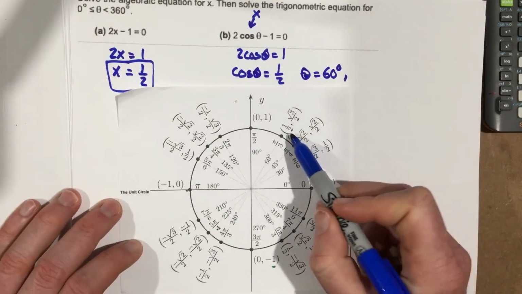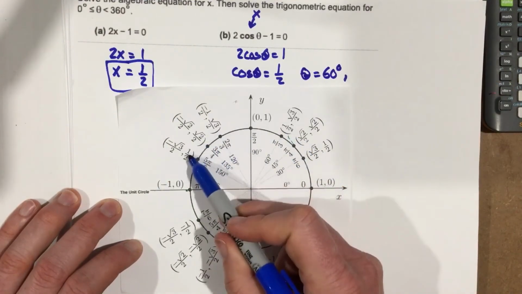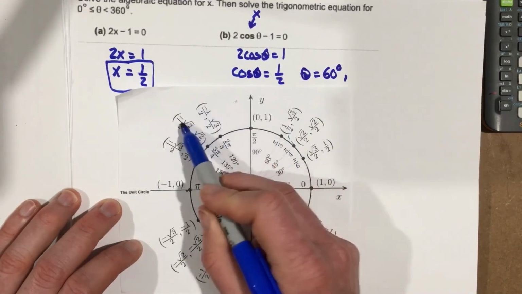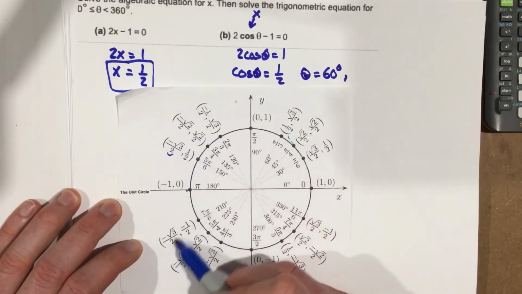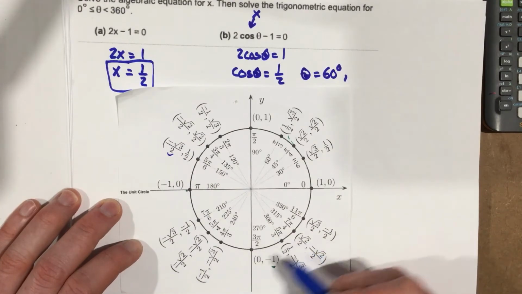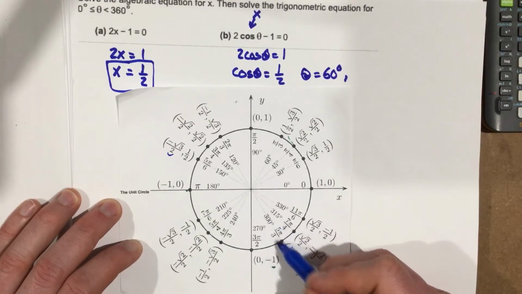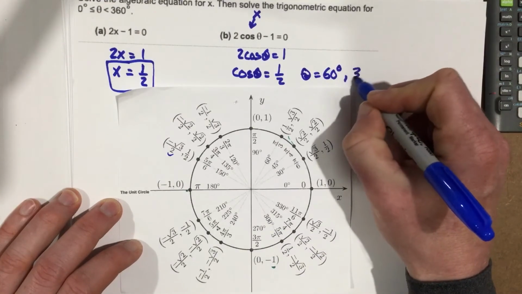Let's look. So 1/2. Nope. And remember, we're looking at the x values. I was looking in the wrong spot. So no, nope. Up 1/2 right here for cosine. So that's 300 degrees. So we have 300 degrees.